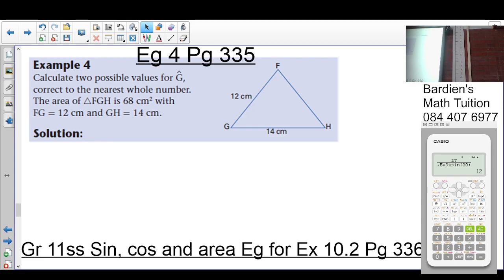So here we are told to calculate two possible values of angle G. Again we have two lengths and an included angle there. We want to calculate angle G, correct to the nearest whole number, if the area of this triangle is 68. Yes?